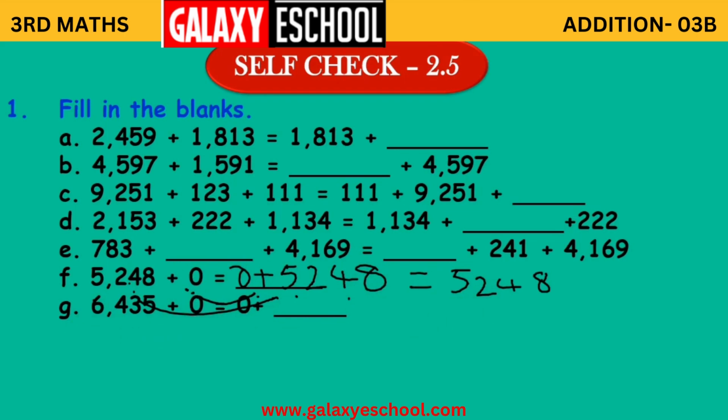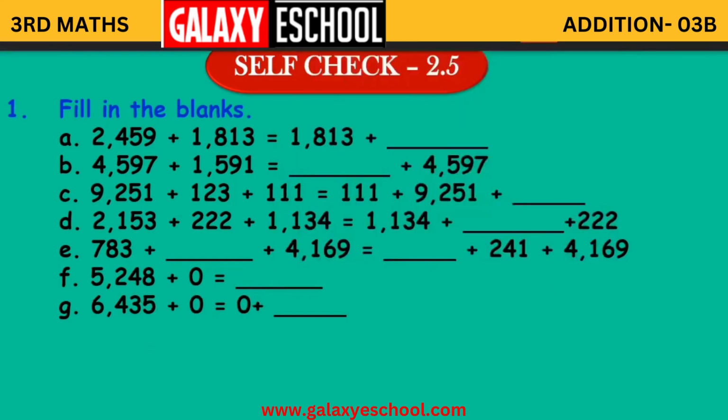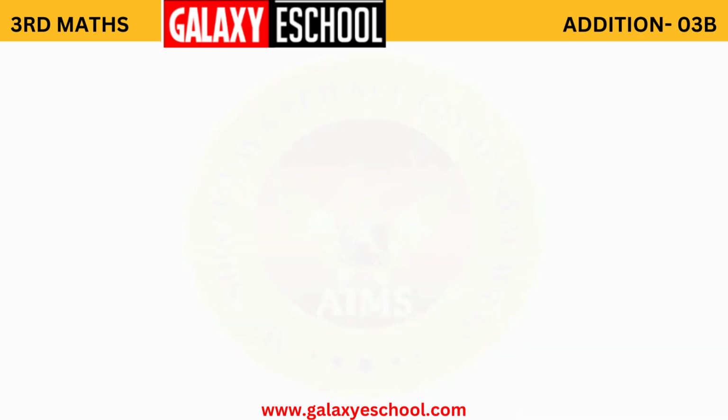6435 plus 0 is equal to 0 plus dash. Again, this is also from the additive property of 0. Now look here, we have 0 on both the sides. Which number is missing on the right side? This 6435. So we can say that 6435 plus 0 is equal to 0 plus 6435. And what will the answer be, children? The answer will be the number itself, which is 6435. Clear, students?